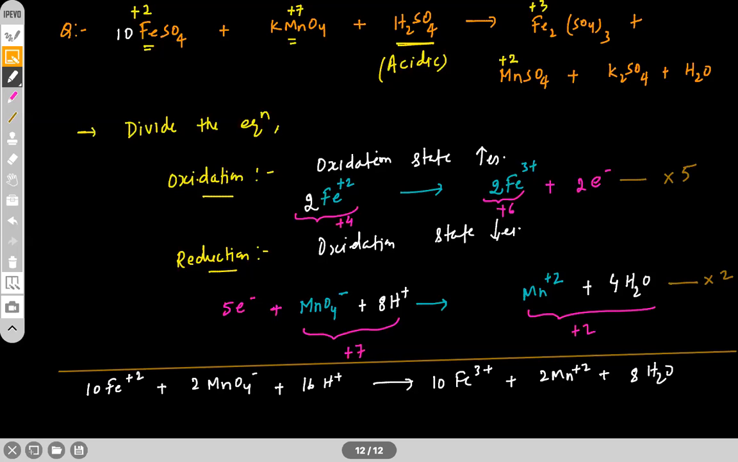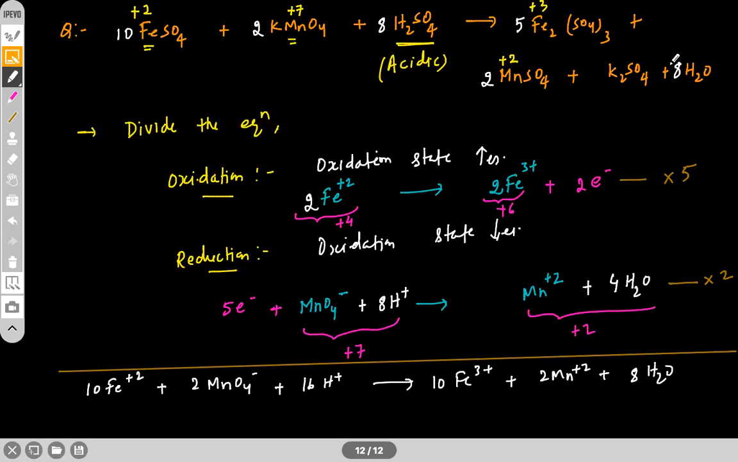Okay, 2 MnO4 minus, so we multiply by 2. We have 16 H plus, so we need 8 here, because 8 into 2 becomes 16 hydrogen. For Fe2 plus, we have 10 Fe3 plus, 2 already we have, so we multiply by 5, 5 into 2, 10 Fe3 plus. 2 Mn plus 2, so 2 multiplied here. 8 H2O, 8 will multiply here.